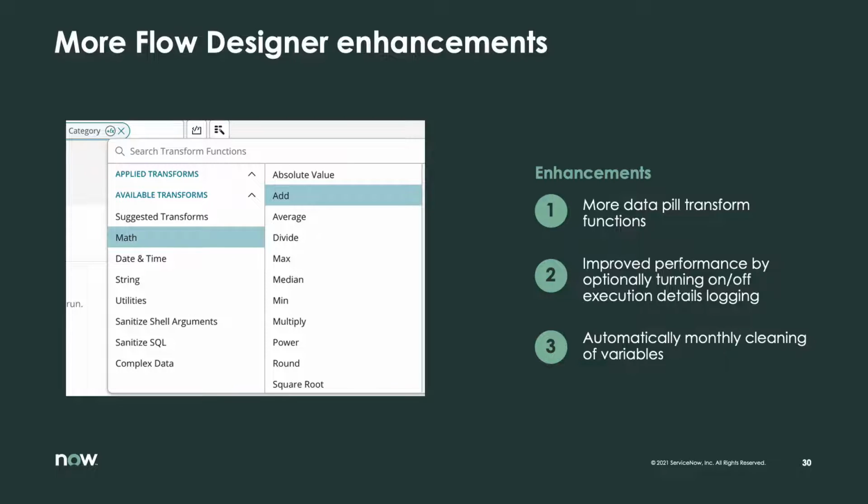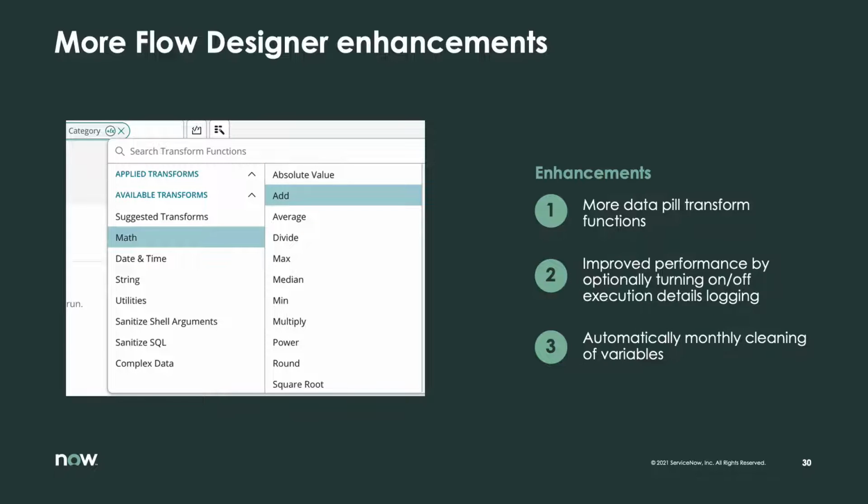There's new simple math and string transform functions. I can't tell you how many times I've had to write how to add two numbers together, but now you can get there. Performance of flow execution can be improved by turning off the logging of the execution details. Great stuff if you're doing debugging, troubleshooting, development, but you don't need them all the time and you don't need them in production. So you can get them to run faster if you turn off the debug and logging and those execution details.